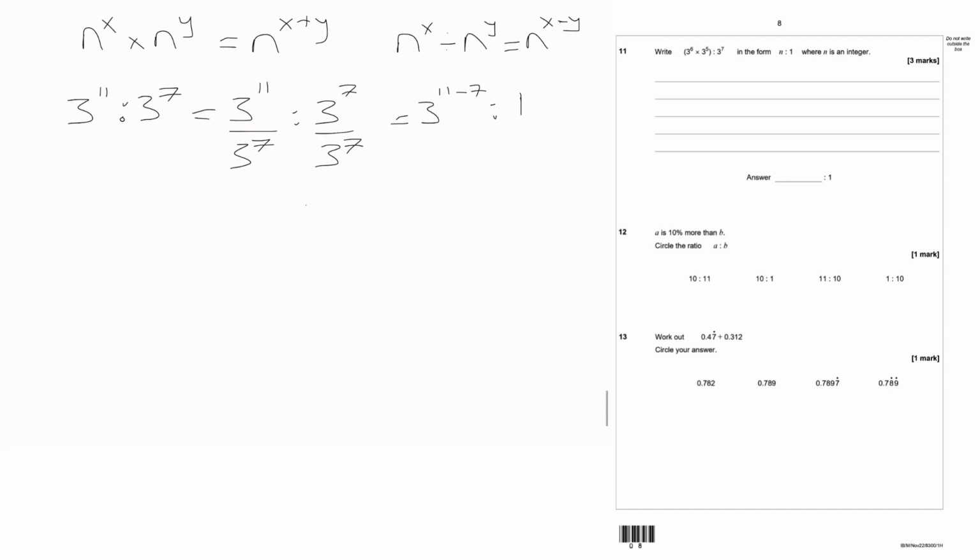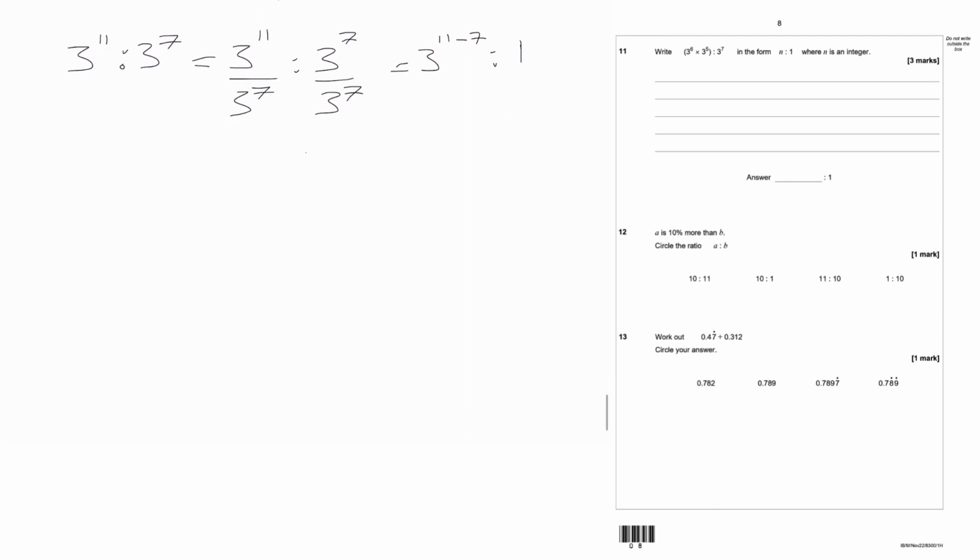And then on the right hand side, we have 3 to the 7 over 3 to the 7. Well, this is just 1. So we have 3 to the power of 11 minus 7 to 1, which is 3 to the power of 4 to 1. 3 to the power of 4 is just 3 times 3 times 3 times 3. So the answer here is 81 to 1.